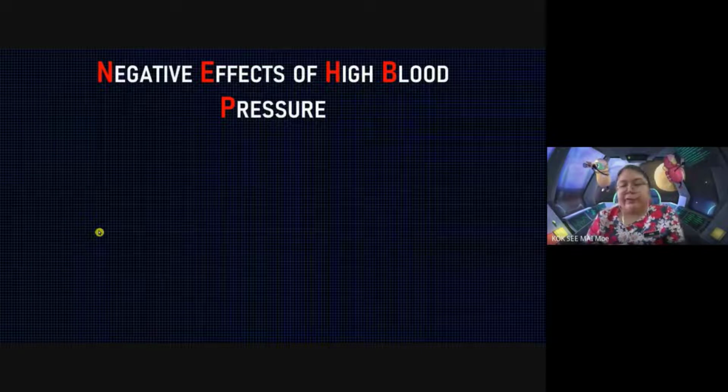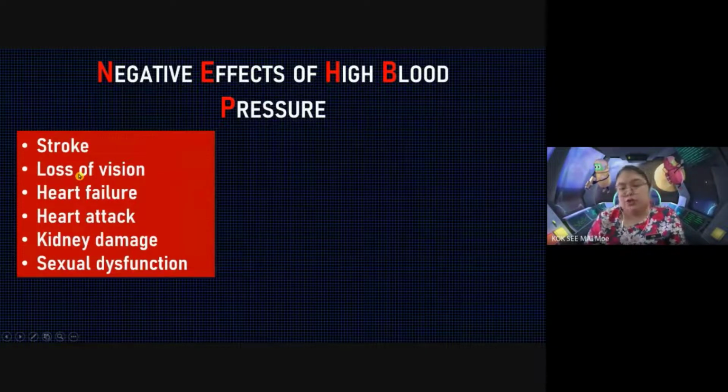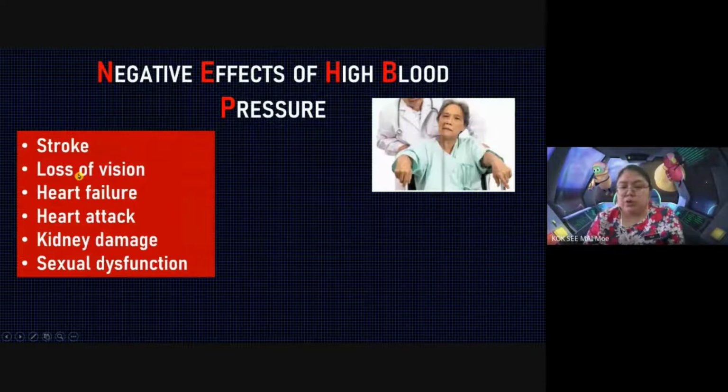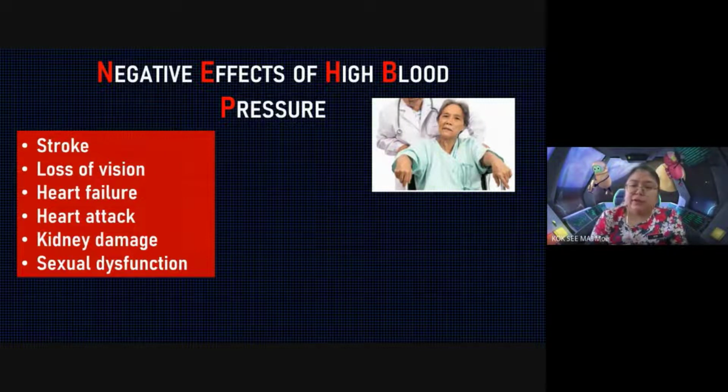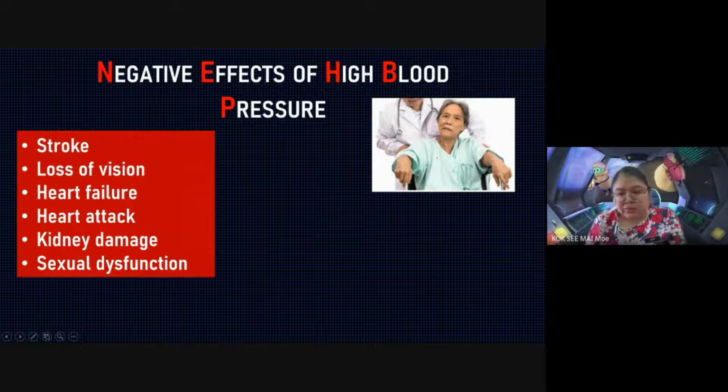Okay, now negative effects. If I have high blood pressure, what are the effects? So first one, stroke. Okay, stroke. So you can see the patient with stroke. The part around the mouth changes its size, changes its shape already. So stroke, if it is lighter, it's okay, you can still move. If it is a heavy stroke, that means you are just lying on the bed, you cannot move already.